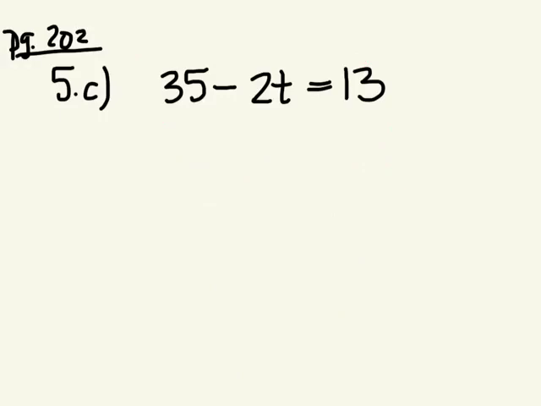Okay, if you look at this question, how many terms are in it? I have 35, right? That's one term. Is this a positive or negative number? Okay. What's the second term? Negative 2t. And then the third term? Positive 13, right? We're trying to isolate t.